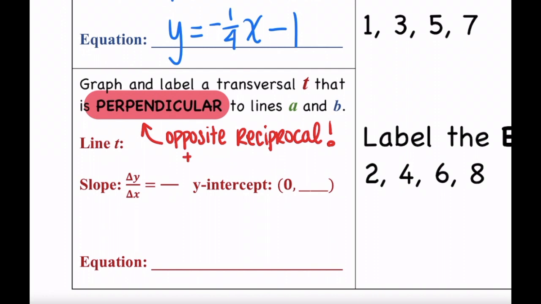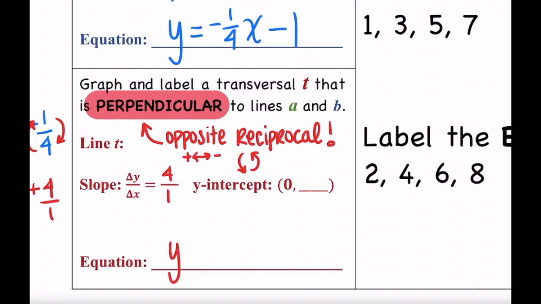Opposite meaning if it's positive, it becomes negative, negative becomes positive, and reciprocal means that the numerator becomes denominator, denominator becomes numerator. So the slope of A and B is -1/4. That's the slope of line A and B. So we're going to change that from a negative to a positive, and we're going to use the reciprocal, which would be 4/1. So now we know that our transversal to be perpendicular must have a slope of 4/1.